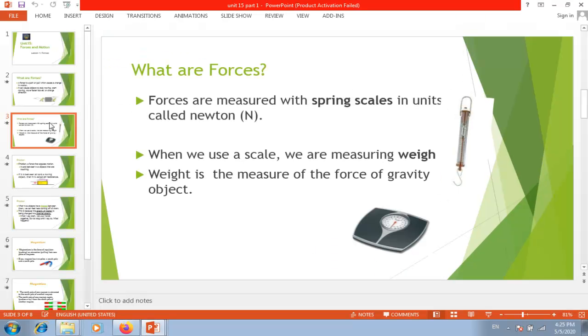Weight is a measure of the force of gravity on an object. So weight is related to the gravity, but the mass is not related to the gravity. When I say I want to know your mass, I want to know the amount of matter inside your body. But when I ask you about your weight, I want to know your mass and your gravity. Okay?